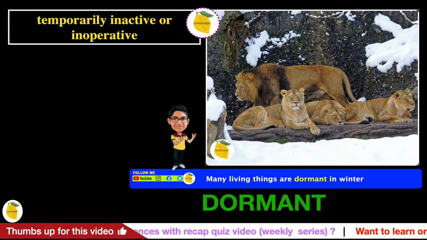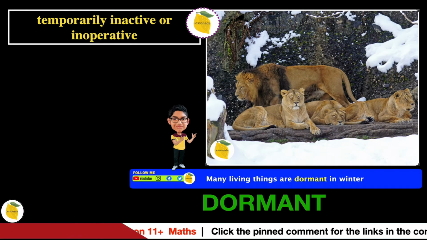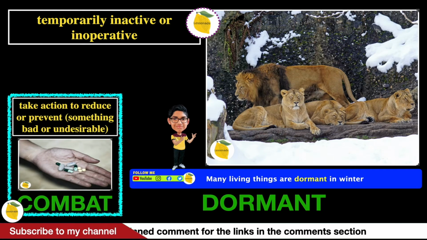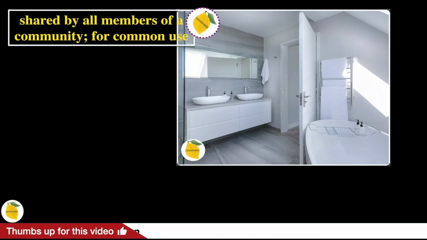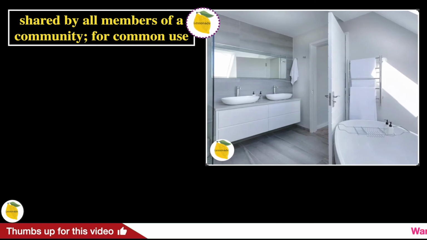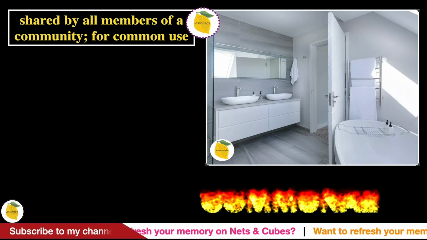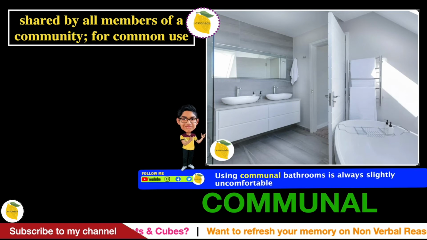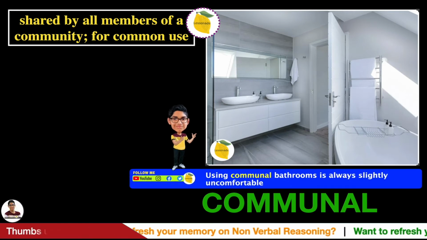So once again, before we go on to the next one, let's try to recall the previous slide. And the previous slide is combat. Let's go on to the next one. The next one is shared by all members of a community or for common use. In this picture, we can see a toilet that's shared by all members of a community for common use. And therefore the word will be communal. And the sentence for this word is, using communal bathrooms is always slightly uncomfortable.